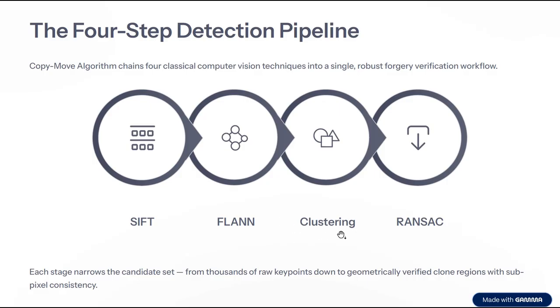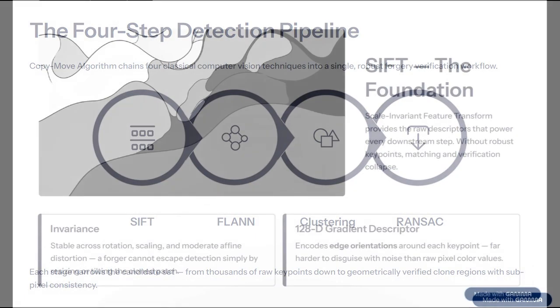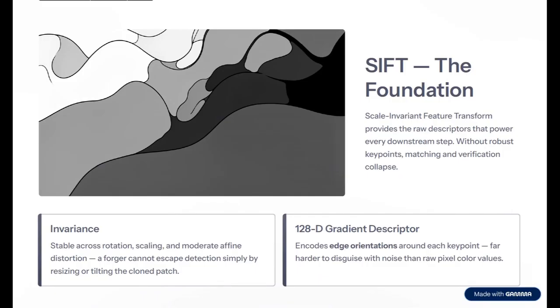Third, hierarchical clustering. To filter out noise and natural symmetries, we group matches based on their spatial proximity using single linkage clustering. Finally, geometric verification. For each cluster, we use RANSAC to estimate a homography matrix. This confirms if the points moved coherently, suggesting a deliberate clone rather than a random texture. Now I'm going to elaborate on each part of the pipeline, and later I will show you the code implementation and visual examples.